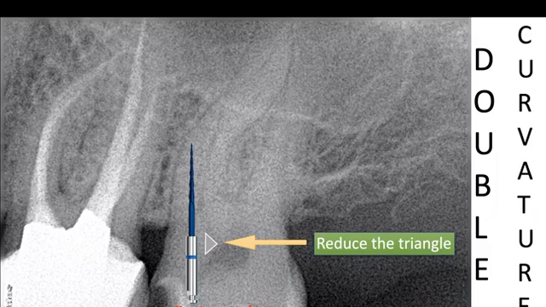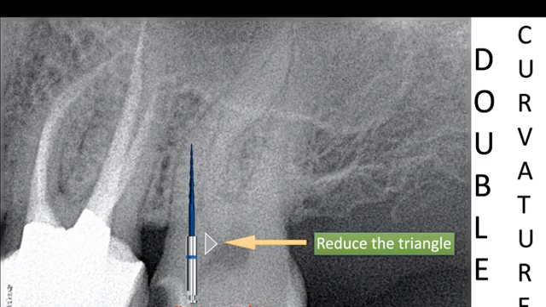configuration. When we need to go inside this kind of canal, what we need to do is to reduce the Schilder triangle, because we don't want to open too much the access cavity here. So we need to have a direct access without opening too much the access cavity. That's why we need to remove this triangle here, as you can see it on the X-ray.